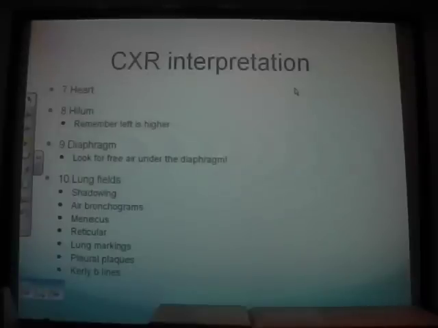Because if there's a collapse anywhere else, the rest of the lungs are trying to compensate for it, okay? Diaphragm. Main thing is look for free air under the diaphragm. What is that a sign of? Yeah. Lung fields. These are the main things that you're looking for. Okay, so for shadowing, what's a sign of air bronchograms? Consolidation. Meniscus, effusion, yeah, pleural effusion. Reticular shadowing, fibrosis. Why are you looking for lung markings? Pneumothorax. Pleural plaques, mesothelioma, asbestosis. Brilliant. Kerley B lines.